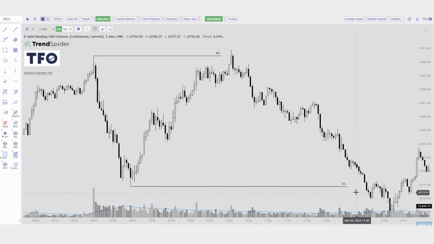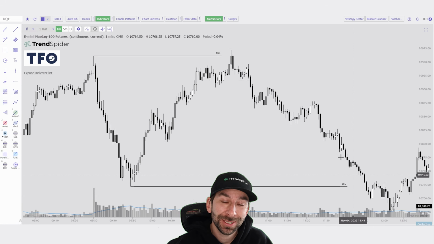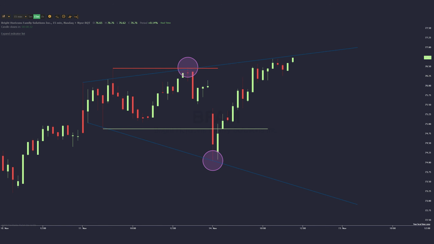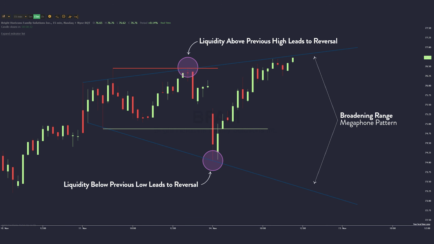As you can see from TFO's chart just above me, price makes a new high, pulling liquidity from all of the stops that are placed just above the previous high before it makes its move back to the downside. As this new high is made, albeit short-lived, what forms is essentially a broadening range. Some traders refer to broadening ranges as megaphone patterns, and we can see one in the chart here. At the fringes of a broadening range lies liquidity, and when price comes into previous highs or lows, it can create trading opportunities for those who are looking to profit off of the potential reversal.